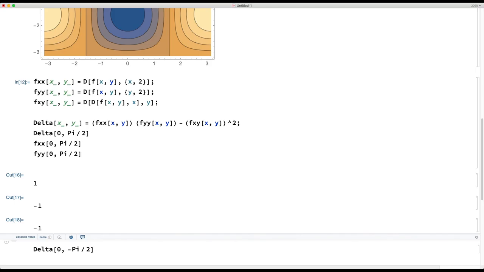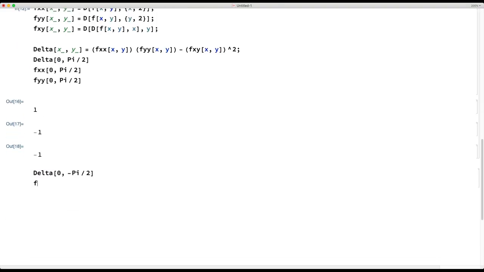They're both negative. Okay, now if we think back to calc 1, what did a negative second derivative tell you? It told you concave down, which meant max or min? Max. Okay? All right, now what do you think if I compute fxx and fyy at the other point?